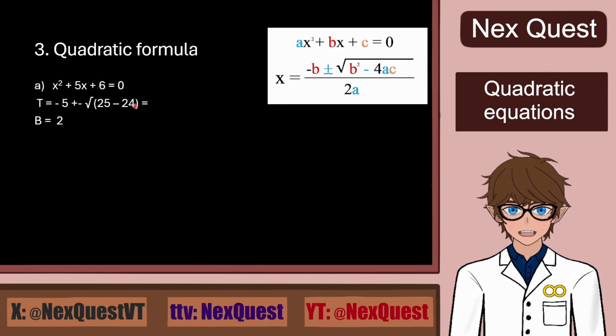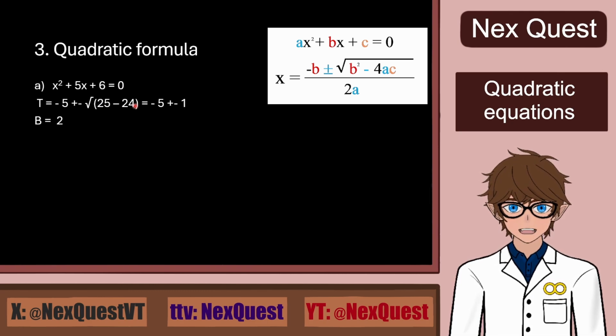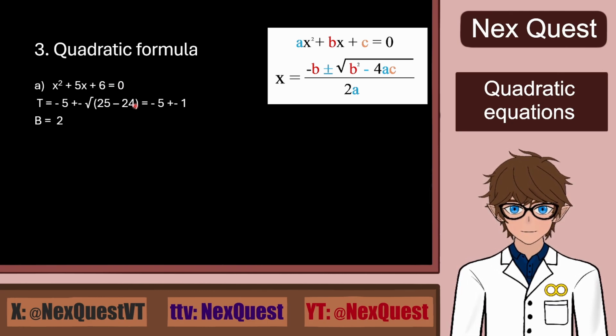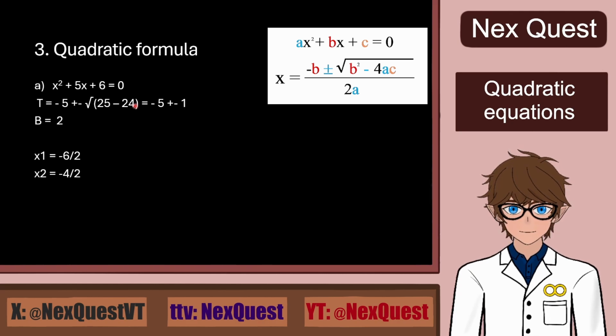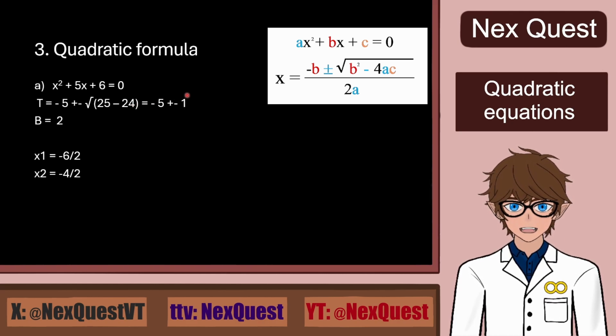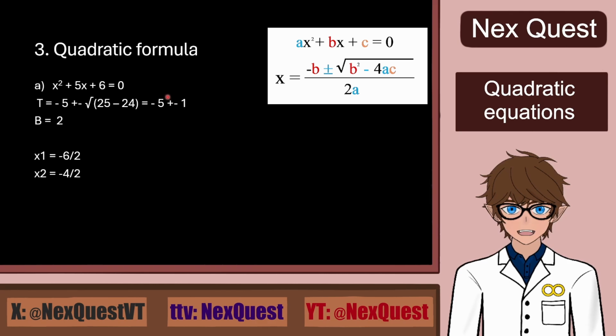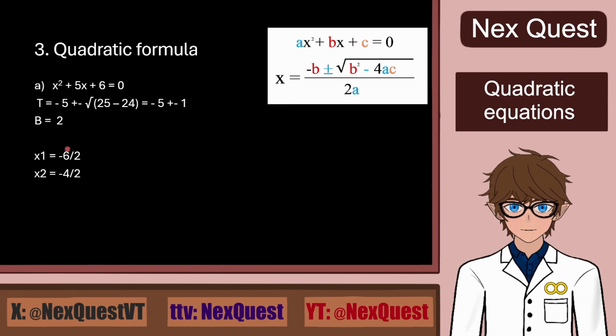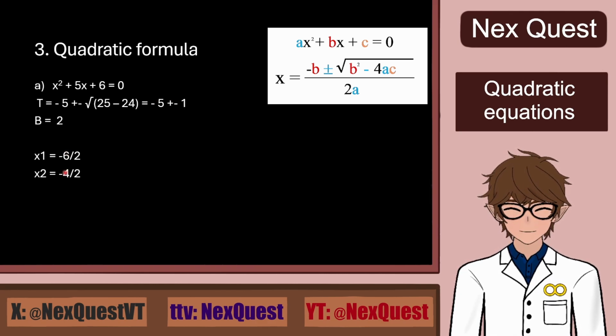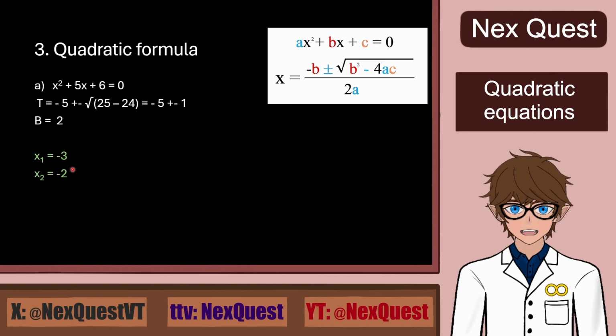so 25 minus 24. We get 2 times 1 under the line, so minus 5 plus minus 1 over 2, which gives us, if we use minus for the first one and plus for the second one, minus 6 halves and minus 4 halves, which is minus 3 and minus 2.